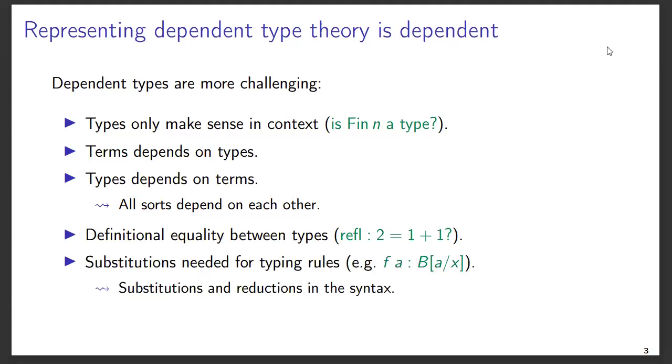And similarly, you naturally have substitutions occurring in your typing judgments. If you look at the application of a dependent function f to some argument a, then that should have the type of b, where we substitute the argument for the placeholder in this dependent function, right? So we also have substitutions in the typing rules. So we need substitutions and these reductions to somehow be part of our syntax when we formalize things, which is another source of problems.